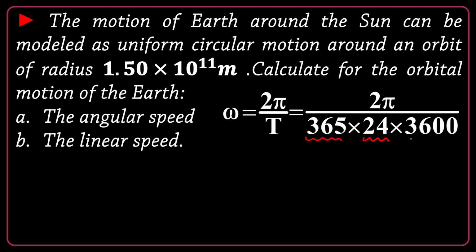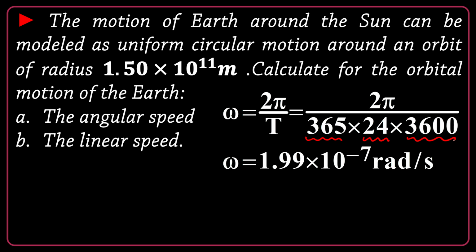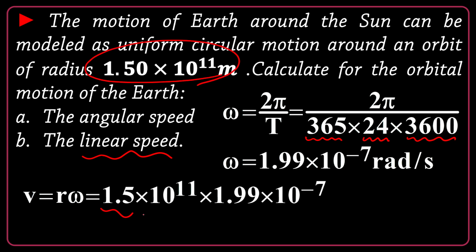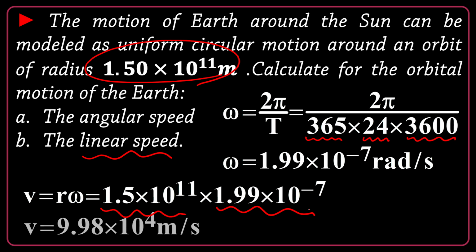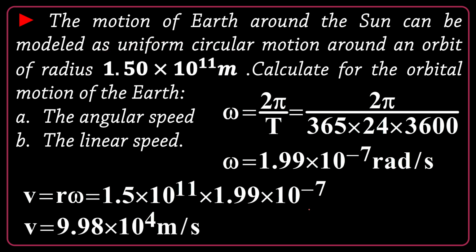365 days, 24 hours, and 3,600 seconds. Omega is going to be 1.99 × 10^-7 radians per second. This is angular speed, but linear speed is v. We should use v = rω, and r is given. So let's plug in the values. This is r, and this is the omega. And so the linear speed is 9.98 × 10^4 meters per second.